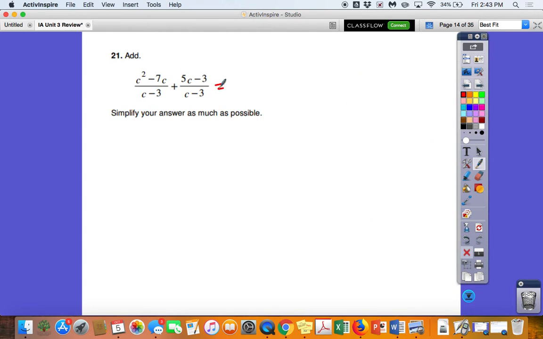All right. So we're doing addition, but again, common denominator is already given. This shouldn't be nearly as hard because you don't have to worry about distributing negatives. So c squared minus 7z, and that's just going to be plus 5c minus 3.